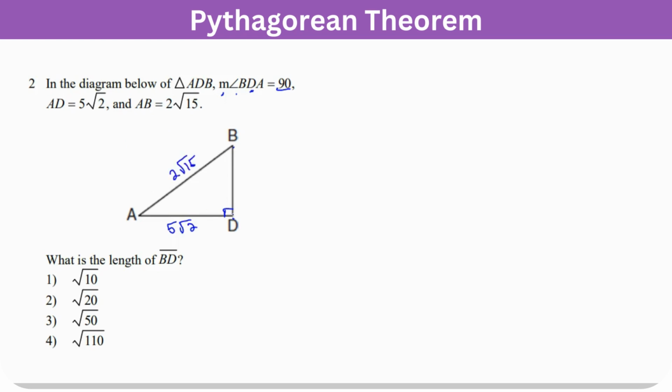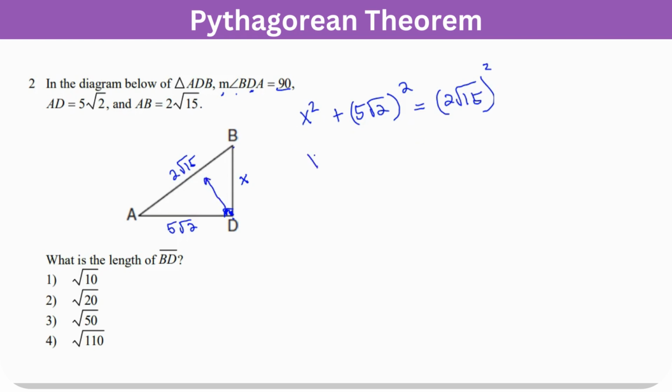So therefore, since this is your 90 degrees, the 5 square root of 2, and this side right here, those are the legs, right? So according to the Pythagorean theorem, you square the sides or the legs. x squared plus (5 square root of 2) squared equals the hypotenuse, which is (2 square root of 15) squared. Now, it is important that you know which one is the hypotenuse. That's the one across from your 90 degrees.